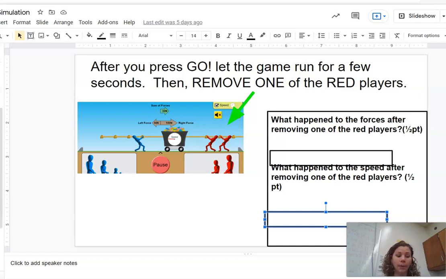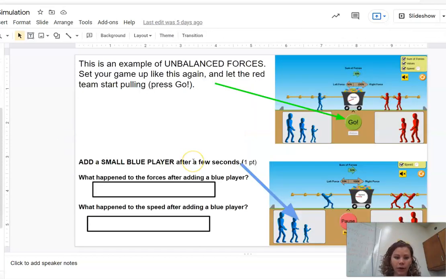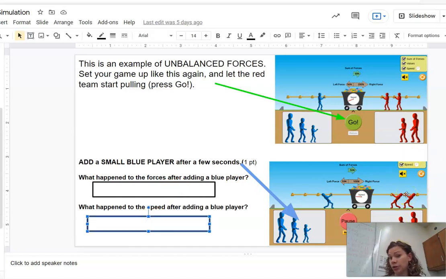Forces are balanced. Okay. For this one, kind of a similar situation. You're adding a small blue player. Forces will become balanced. Speed would remain constant. It should still be moving in the red figure direction.